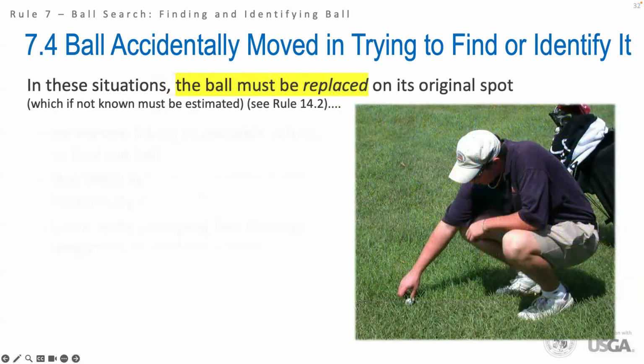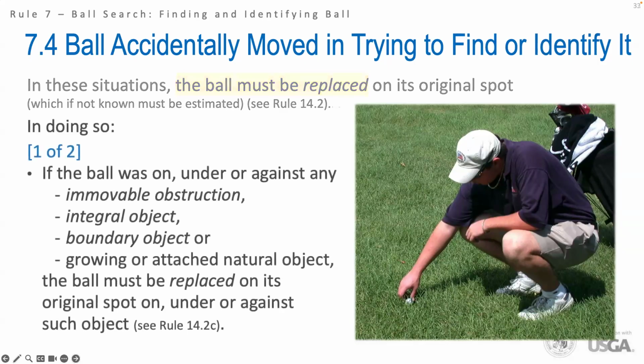However, in these situations, this is very important, the ball must be replaced on its original spot. So maybe it is in that tree. You're going to need to get it back to where it was in that tree. And again, if we don't know exactly where it might be, so maybe it was in the rough, you weren't sure, it was really tall, they hadn't mowed because it had been raining, you're going to need to estimate where that golf ball might be.